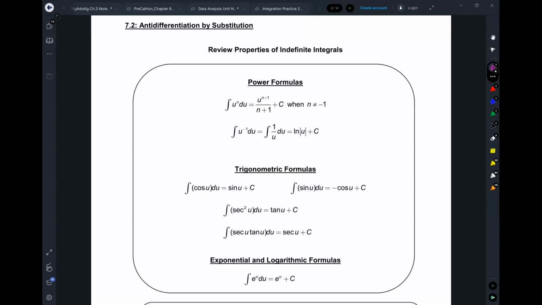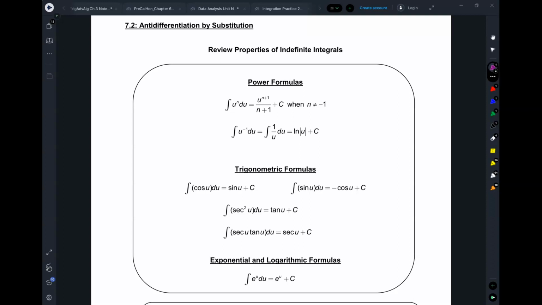functions. Basic meaning they were not composite functions, right? So it was just sine of x, just ln of x, and so on. But we know functions can get a little bit more complex. So for example, it's not always just sine x. It can also be like sine of 2x, sine of x squared. It's not always e to the x. It can be e to the 2x, and so on.